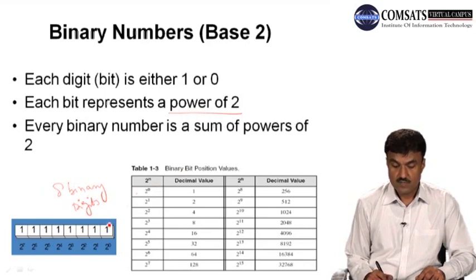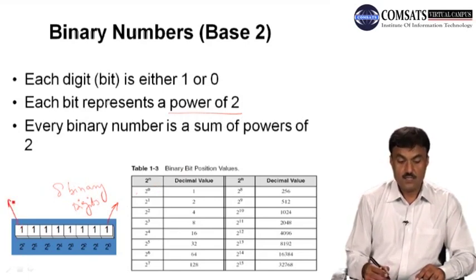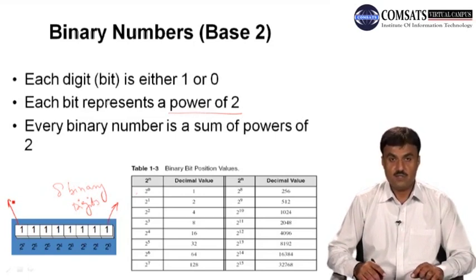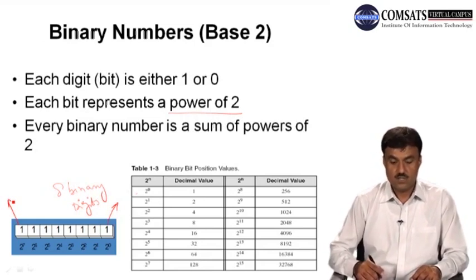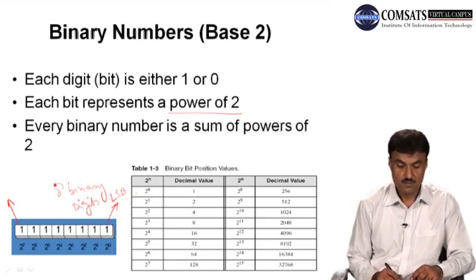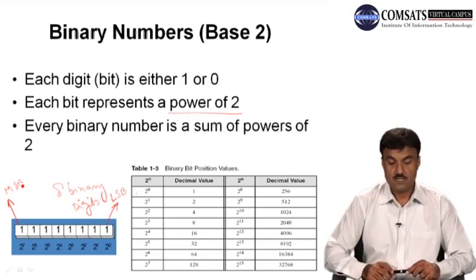The other concept is the significance of digits, or the significance of these bits. In any binary number system, it has to be mentioned which bit is the least significant bit and which bit is the most significant bit. We'll see this in more detail, but here I want to give you the concept that 2 power 0, this bit, has the least significance. So we write LSB, or least significant bit, and here is the most significant bit.